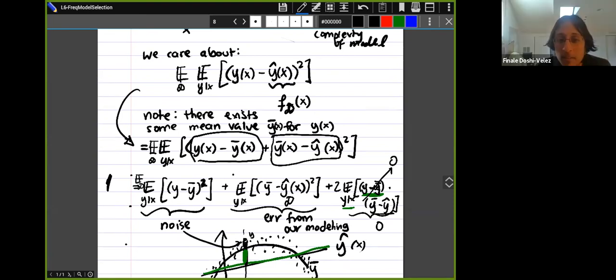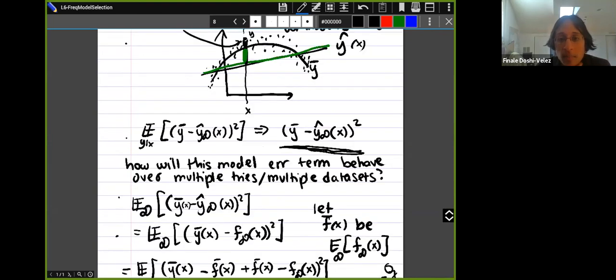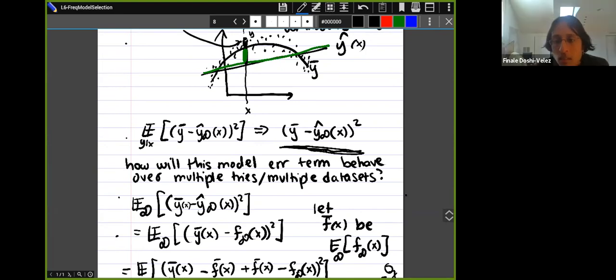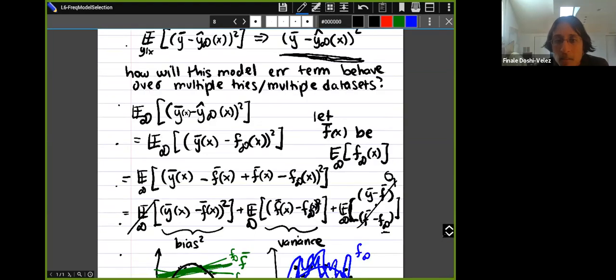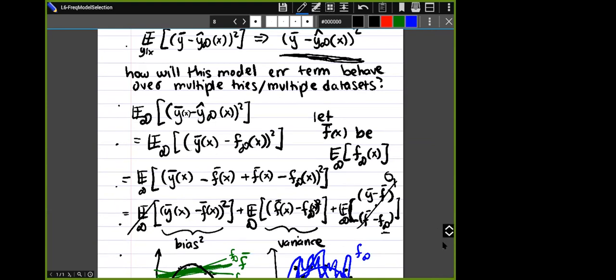I don't know what's clearer for folks: to think about both expectations being there from the beginning, or to say, here's what happens, and now let's look at the expectation of this thing because we're not sure which data set we're going to get. It's a good point. Other folks?